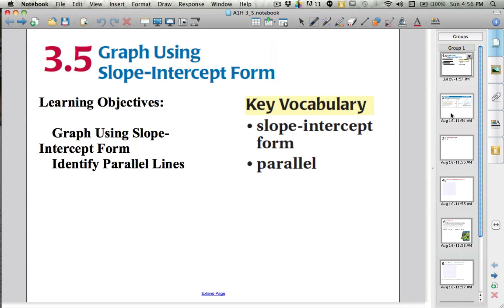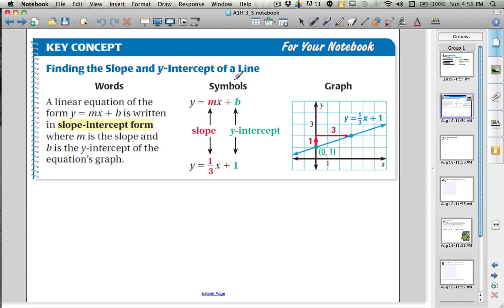What does parallel mean? So if you want to look at finding the slope and the intercept of a line, slope-intercept form is defined as an equation in the form y is equal to mx plus b. So you might think of this as a linear equation that has been solved for y. Okay, so y equals mx plus b. And one of the advantages we have is that we know that the slope will be the coefficient with x, that's the m, and the y-intercept will be the b. That's why it's called slope-intercept form, because it shows you the slope and the intercept.